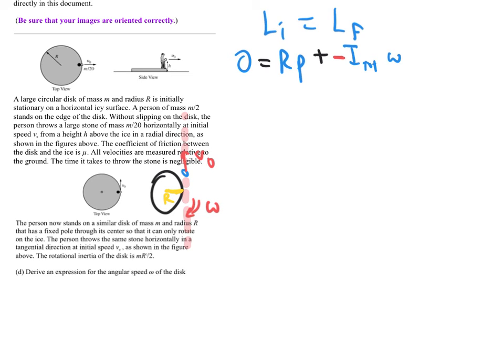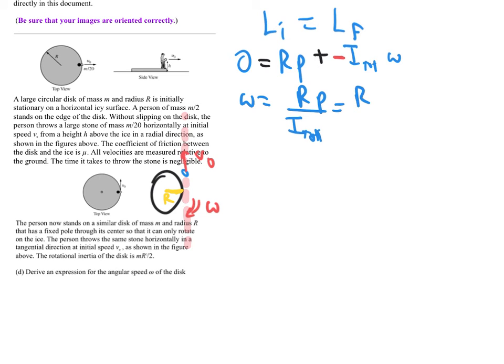All right. So in one sense, it's pretty easy. Just solve this for omega. Omega is Rp over I total. The problem is that none of these are the correct symbols except the R, I suppose. So I have to start putting in what things are.